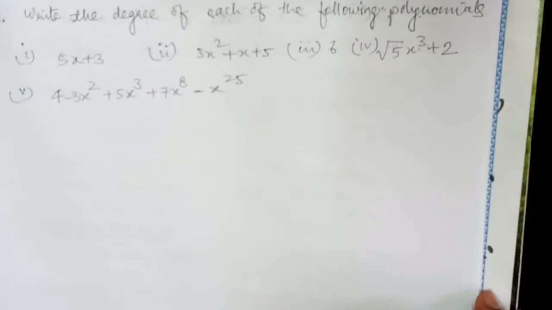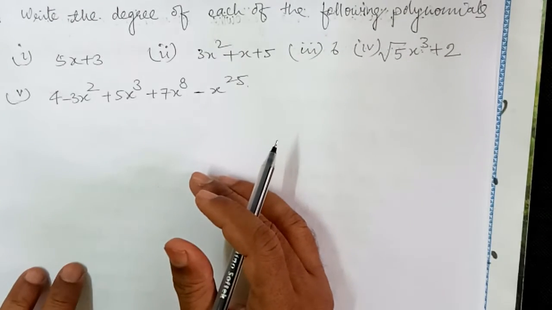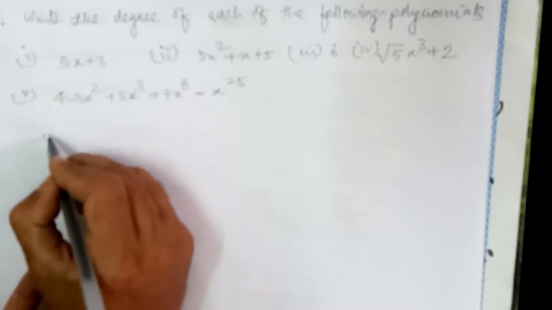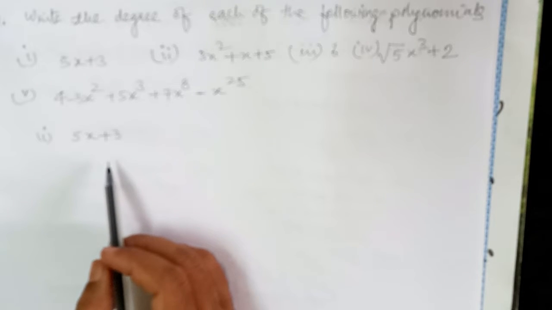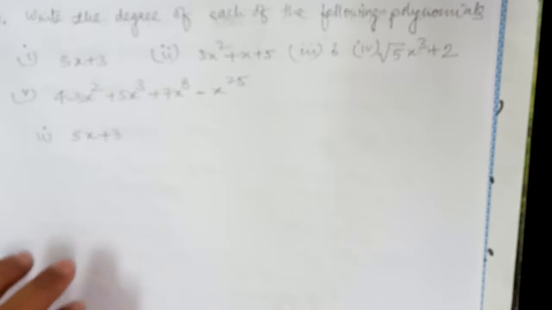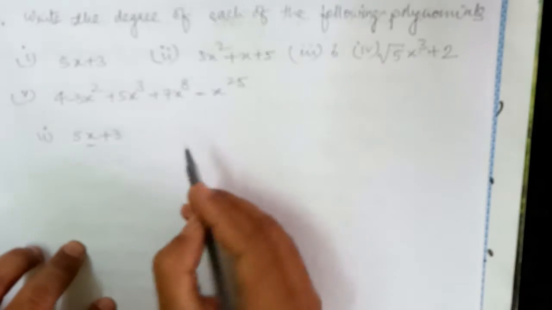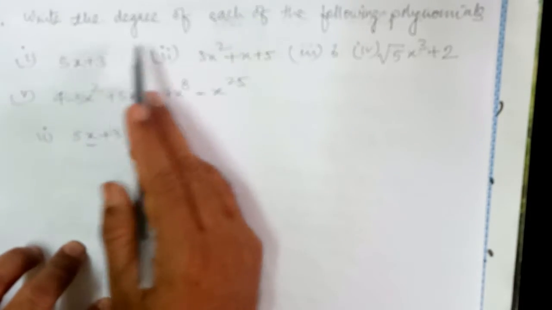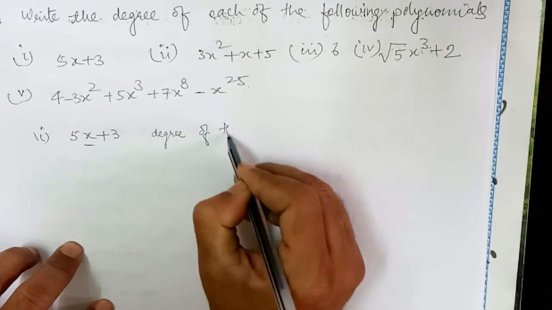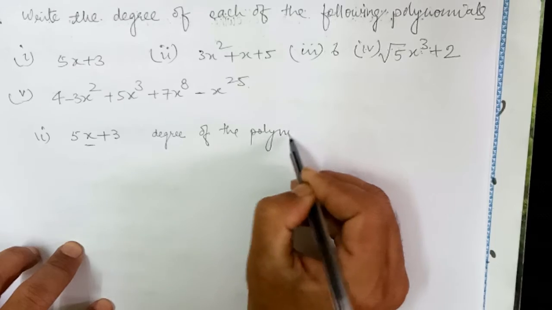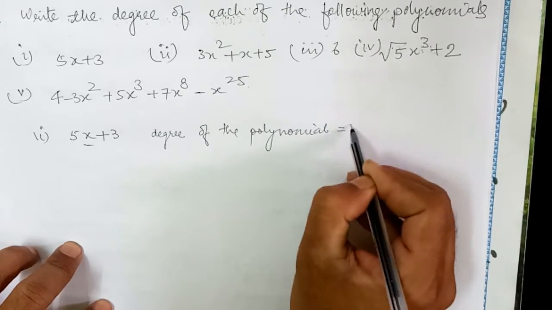Now if we go through the next question, write the degree of each of the following polynomials. Here it is the first question, which is 5x plus 3. सबसे पहला काम हमको क्या करना है, इनकी को हाईएस्ट पावर में अरेंज करना है। तो यहाँ पे हम देखें, if we are arranging them in highest power, तो हाईएस्ट पावर हमको क्लियर हो जाता है। इसकी जो हाईएस्ट पावर है, that will be the degree of the polynomial. Write the degree of each of the following. तो इसकी degree of the polynomial क्या हो गया? Degree of the polynomial will be equal to 1.